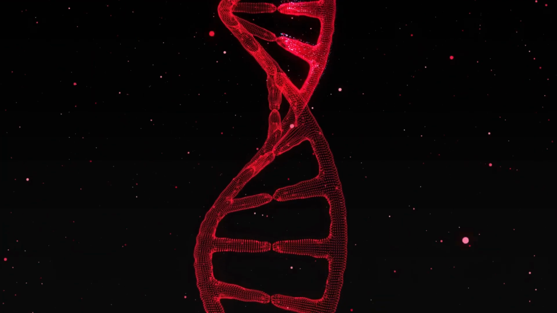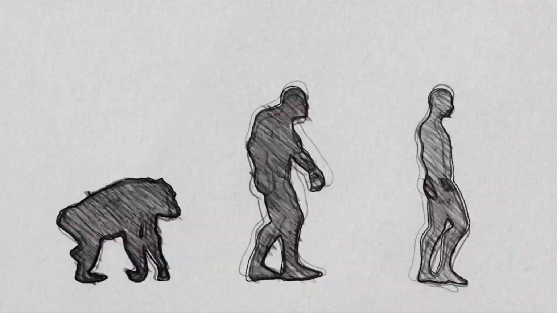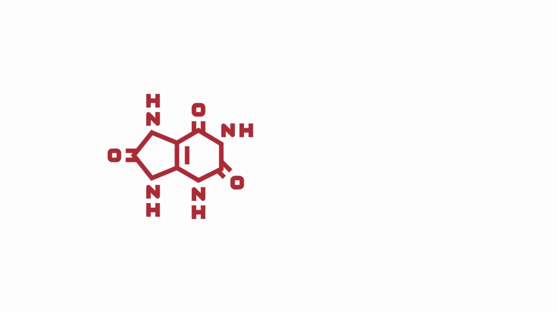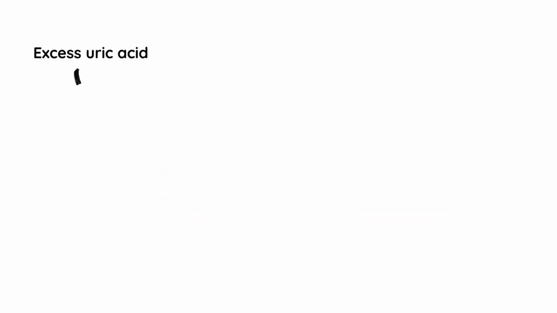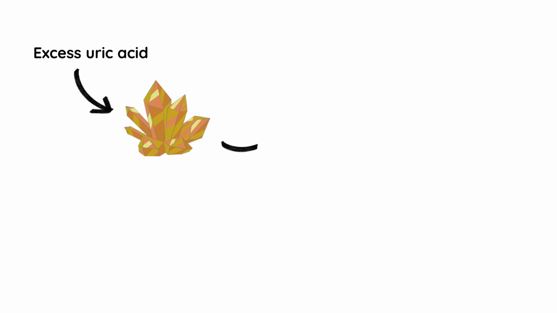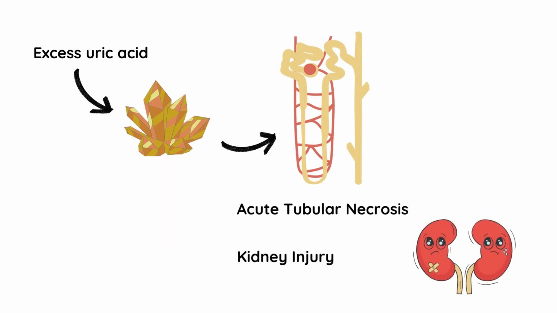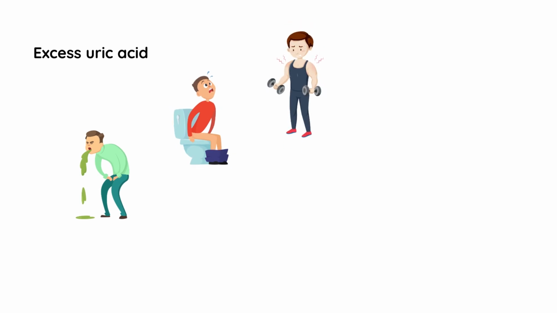Because of the antioxidant properties of uric acid, the loss of the uricase enzyme could be seen as an evolutionary advantage for hominids. Nevertheless, high levels of uric acid cause some diseases such as hyperuricemia and gout. Excess uric acid can cause crystal accumulation and precipitate in the renal tubules. This can lead to acute tubular necrosis and kidney injury. In addition, nausea, vomiting, diarrhea and muscle weakness due to hyperuricemia may be seen clinically.